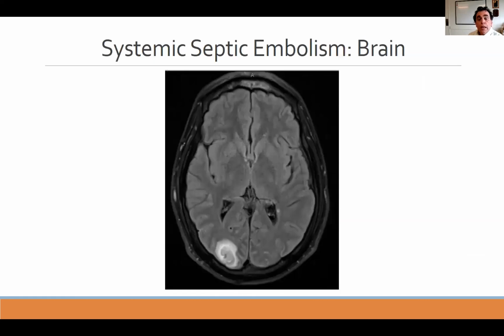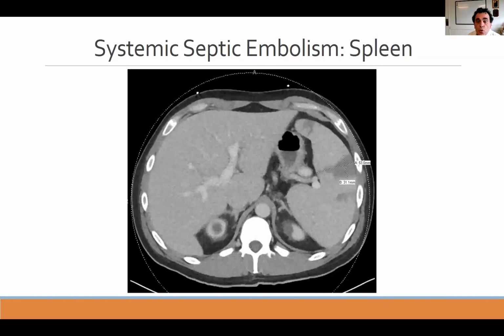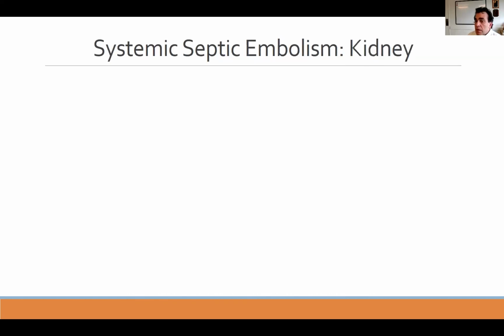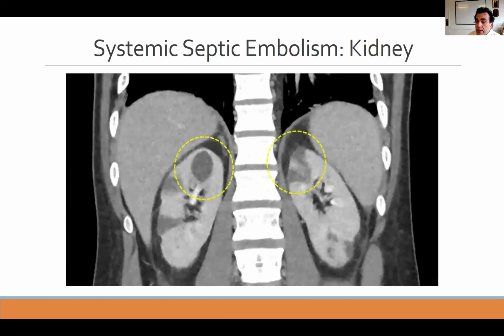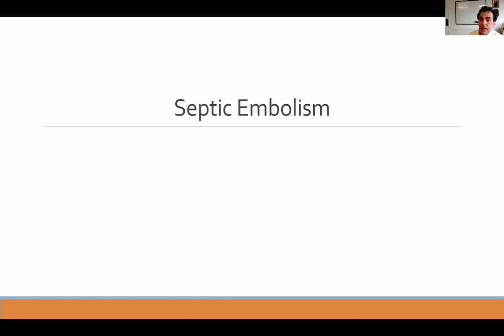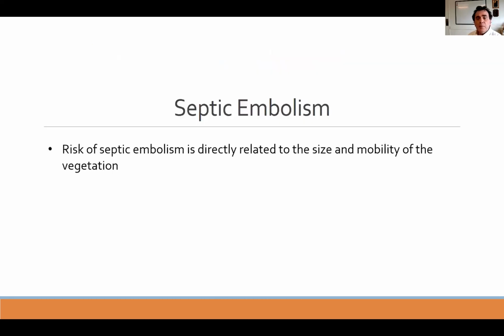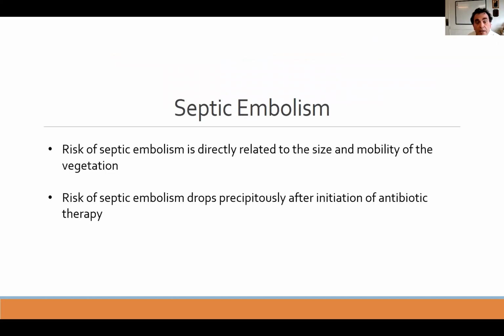There could also be emboli to the systemic circulation if the endocarditis is left-sided. So here, such a systemic embolus to the brain of a patient, or often they occur to the spleen, or they can also occur to the kidneys, in this patient with both kidneys affected by septic emboli. So the risk of septic embolism is directly related to the size and the mobility of a vegetation, and the risk of septic emboli drops precipitously after initiation of antibiotic therapy.